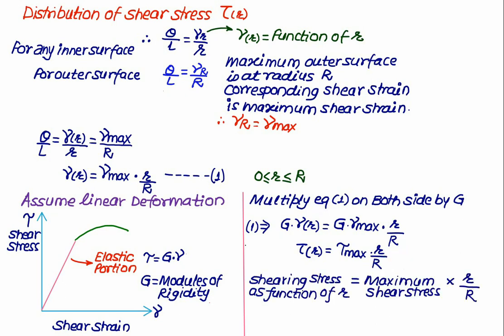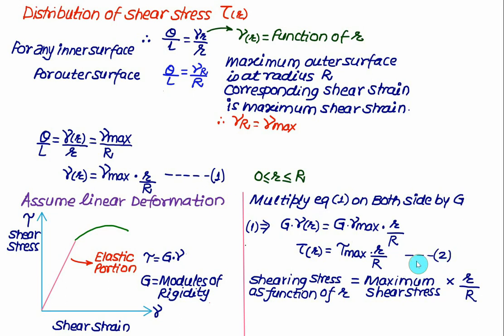So using the elastic constant, the modulus of rigidity, we have developed the relation that the shear stress at any radius r is equal to the maximum shear stress multiplied by the radius at which we are interested in the shear stress, divided by the total radius capital R. So shear stress as a function of r is always equal to the maximum shear stress multiplied by the radius r divided by the total radius capital R. So this one is also a useful equation. We'll label this equation 2. Using 1 and 2, we can develop the formula for torque.